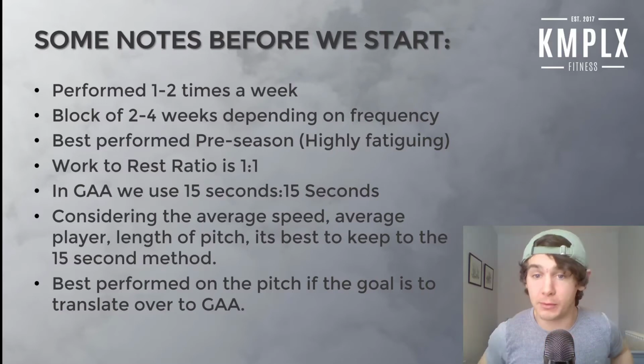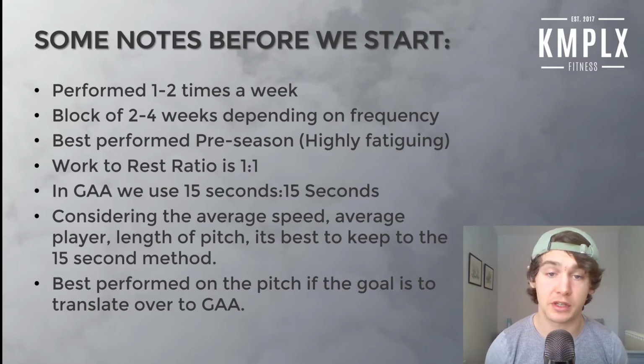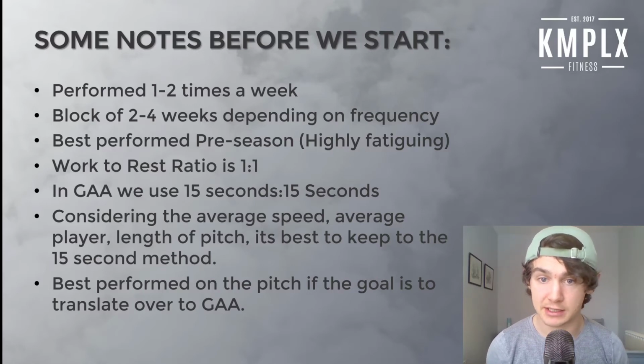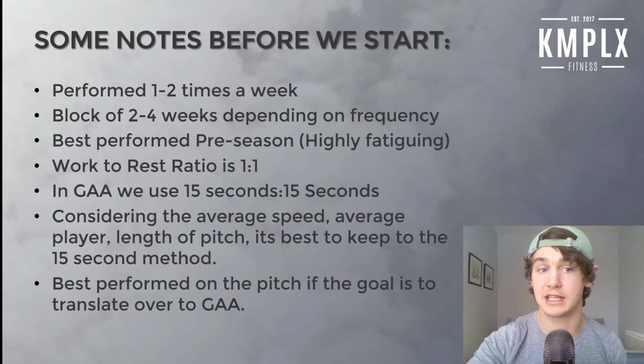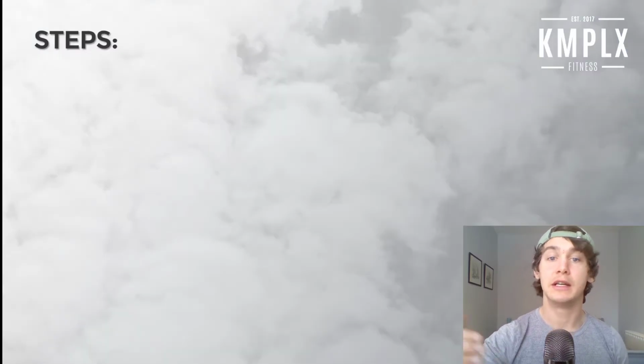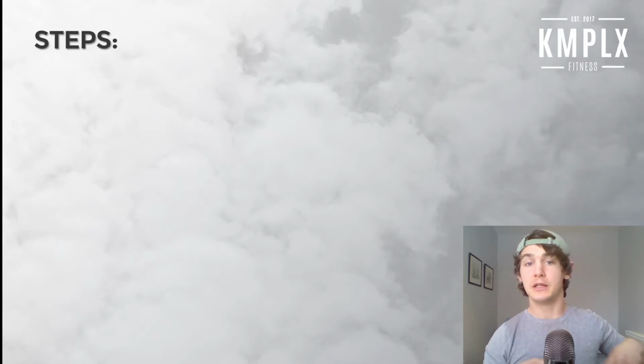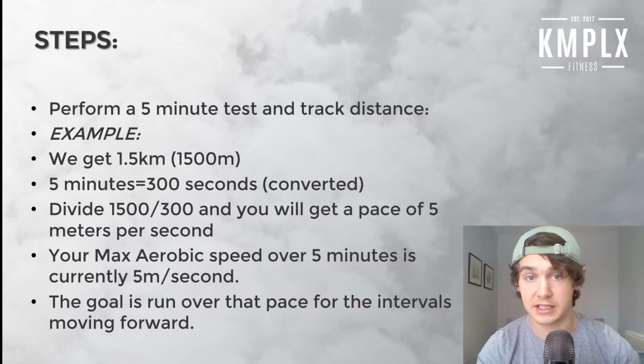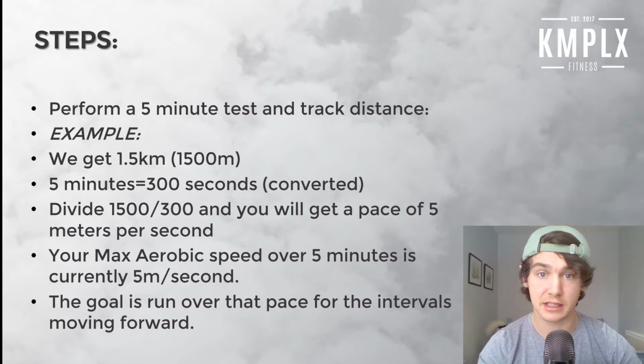I would be performing this on a pitch. If I've given it to someone, they would be performing it on a pitch, especially if you wanted to translate over to GA. Even for myself, between testing a 1 kilometer run on a track and on a pitch, there's a lot of time in the difference, so it doesn't translate fully over. Make sure we're translating it properly, so do it on the pitch. Next slide, we're looking at the steps. The first thing is to perform a 5-minute test and track the distance. Very simple. If you have a watch, or if you know the distance of the pitch or the perimeter of the pitch, just go through that.